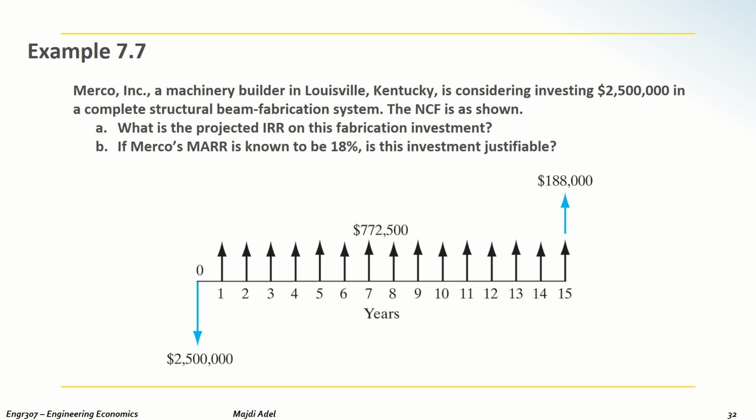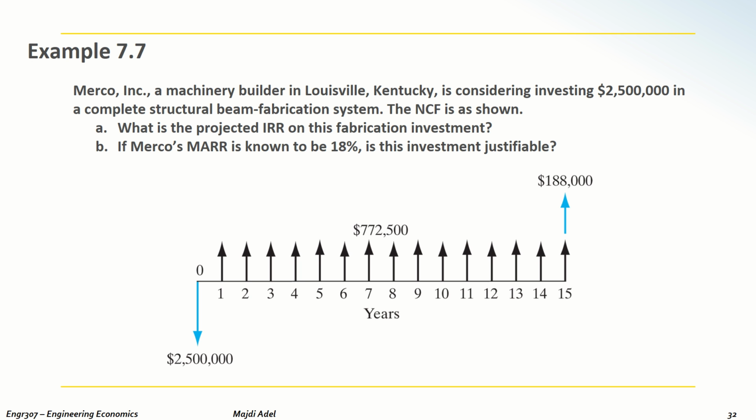Example 7.7. We have Merco Incorporation, a machinery builder in Louisville, Kentucky, considering investing $2,500,000 in a complete structural beam fabrication system. The net cash flow is as shown below. What is the project internal rate of return? And if Merco's MARR is known to be 18%, is this investment justifiable or not?